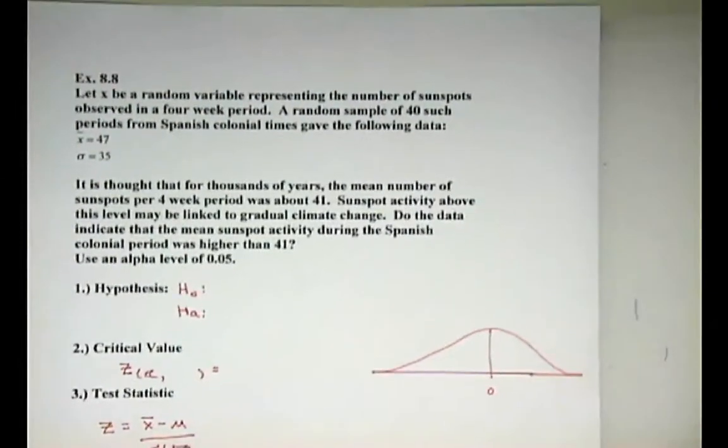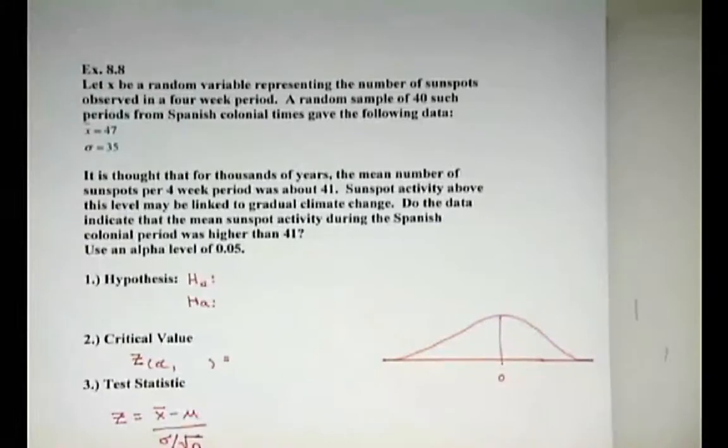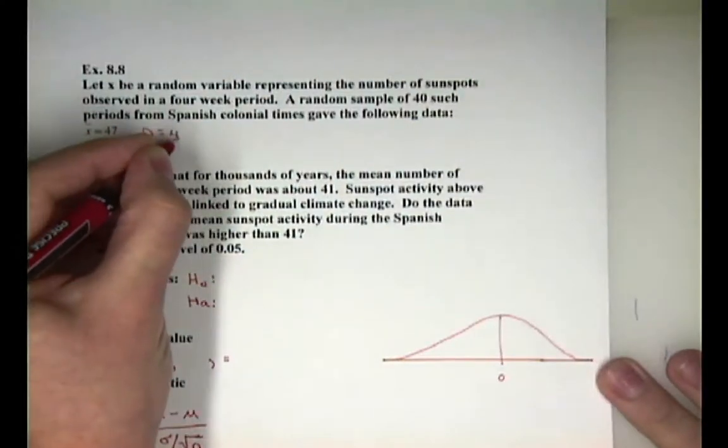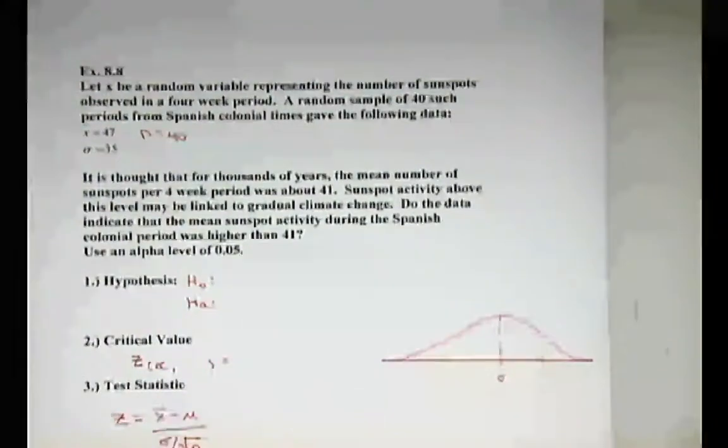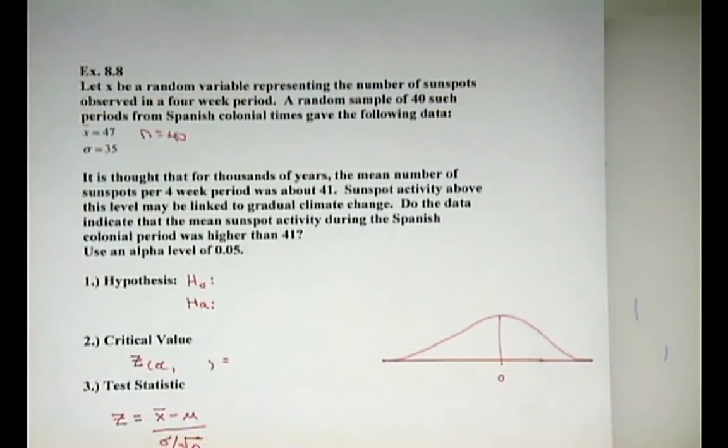Okay, this is example 8.8. So this x is going to represent the number of sunspots observed for a 4-week period, and we've got a random sample of 40 such periods from Spanish colonial times. We have x bar equal to 47, and sigma, the standard deviation, is somehow known to be 35. So they were thinking that the mean number of sunspots per 4-week period was about 41. And they think that maybe sunspot activity is linked to climate change. So they want you to test if the data indicate that the mean sunspot activity during the Spanish colonial period was higher than 41. They want you to use an alpha level, meaning level of significance, of 0.05.